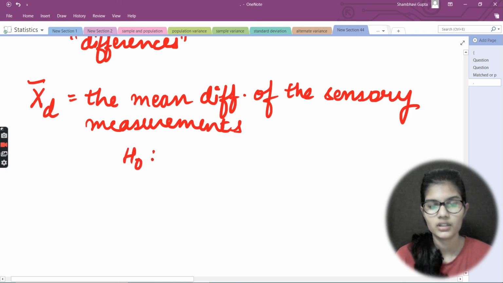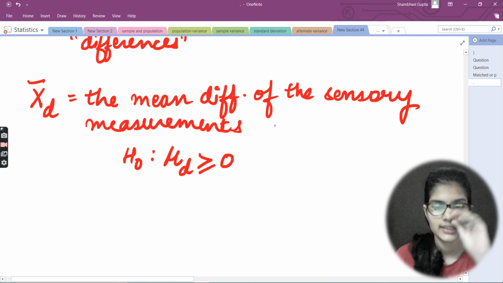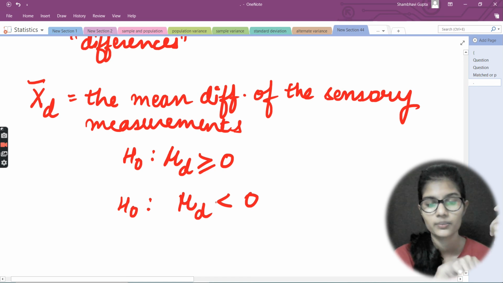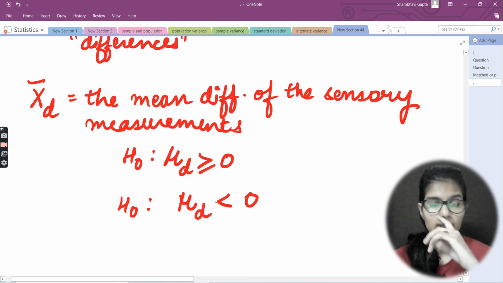So here we have H naught is mu d greater than or equal to 0, right? Mu d is the population mean of the differences. So if there is no improvement, we can apply one more thing, that H naught is mu d less than 0. The score should be lower than the hypothesis, and the differences should be negative to indicate the improvement, right? These are the conditions which apply.